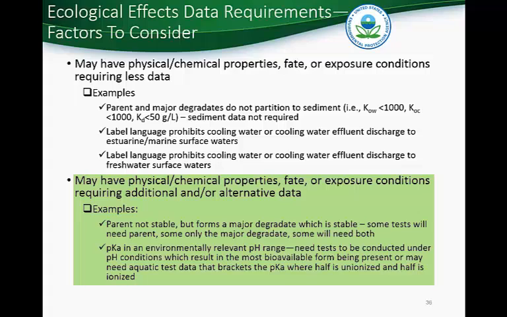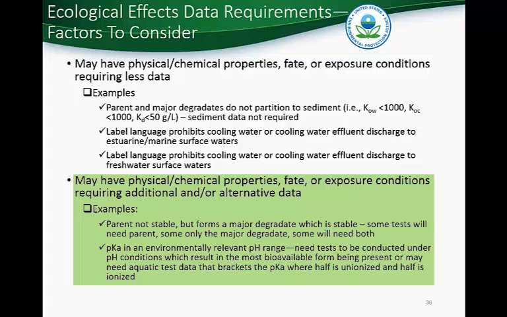For example, where the active ingredient is not stable, but it is expected to form a major degradate which is stable. In this case, except maybe for a spill, environmental exposures are expected to be to the major degradate. In this case, testing of the degradate would be more applicable for a risk assessment instead of the active ingredient for a number of the data requirements. There would still be data requirements for the active ingredient to address hazard labeling.